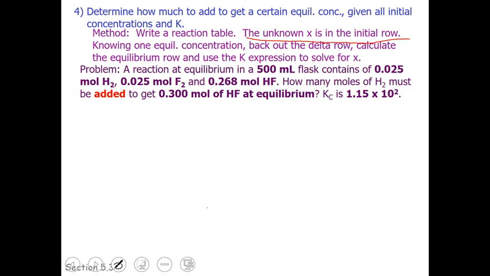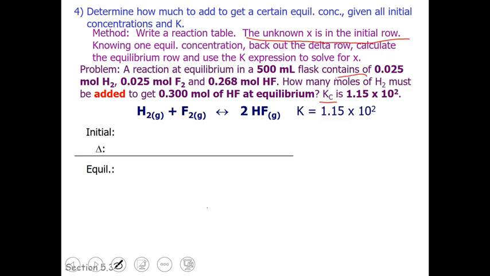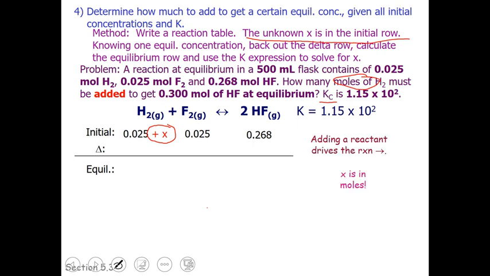So first, kindly notice that we are given Kc, which is in units of molar. Here is our balanced reaction. Since I am asked how many moles of H2 must be added to get my target amount, I think it's a good idea to work my reaction table in moles. So I have my initial concentrations and my variable in the initial row because I'm asking how much H2 to add. Adding to the reactant, of course, drives the reaction forward.